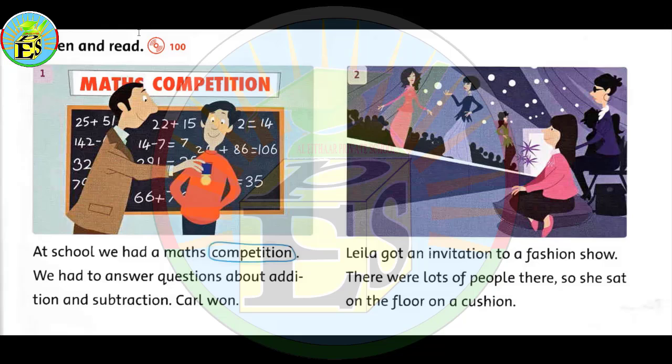Now we will read it one more time together. Picture number 1 says, at school we had a maths competition. Please try to listen carefully. Competition. We had to answer questions about addition and subtraction. Carl won. Picture number 2, we're talking about Layla, who got an invitation to a fashion show. There were lots of people there, so she sat on the floor on a cushion.